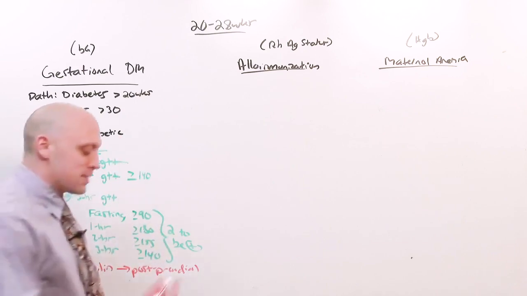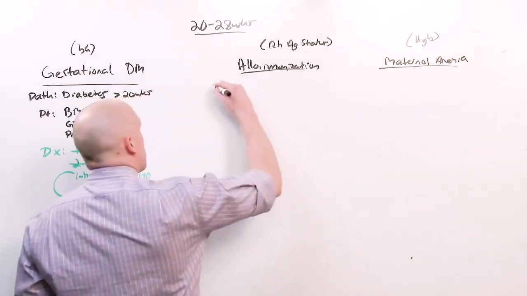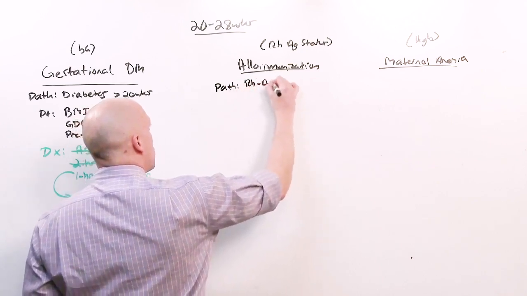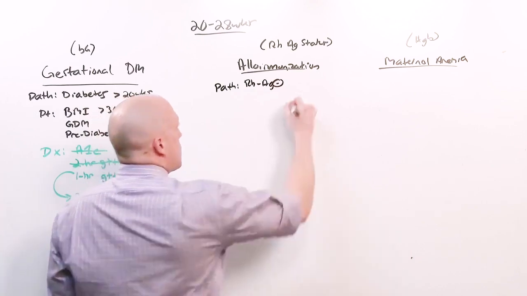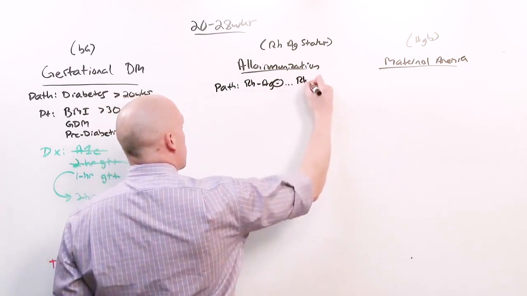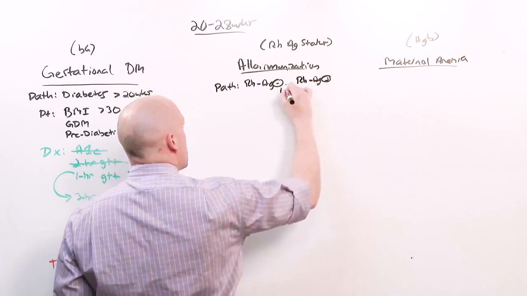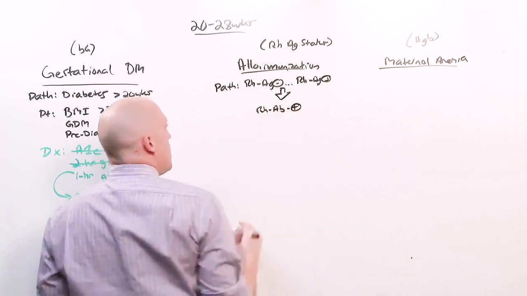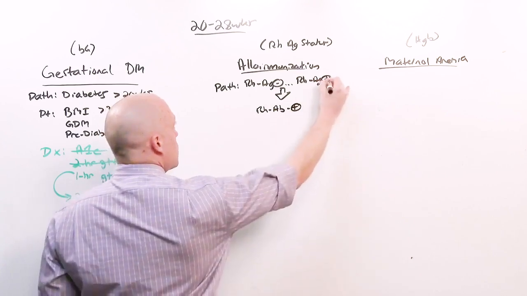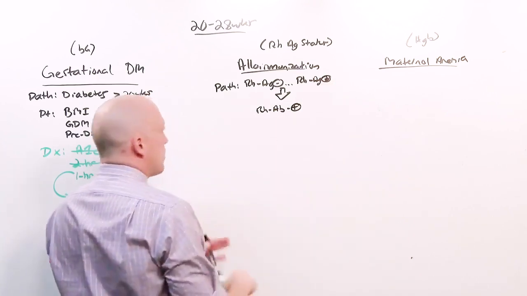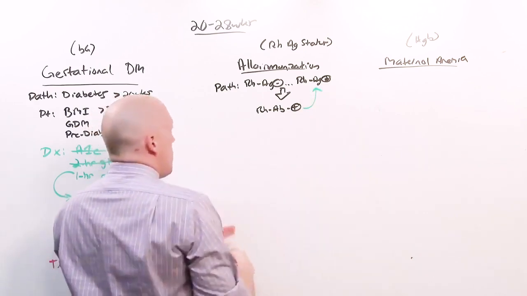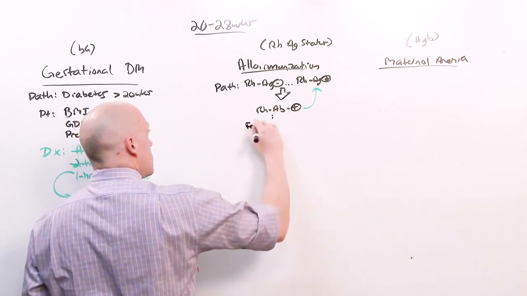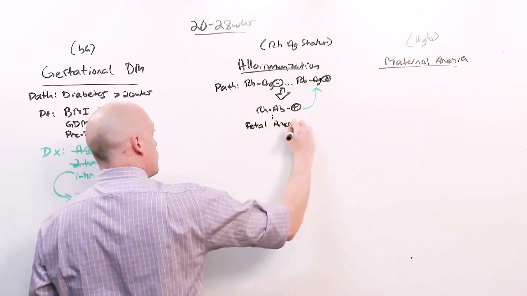Alloimmunization has its own lesson, so I'm going to go through this in brief. The idea here is that mom is Rh antigen negative, and she happened to have had a baby who was Rh antigen positive. This led mom to become Rh antibody positive. If she has an Rh antigen positive child again, her antibodies will be able to attack it. That is, will attack the baby and lead to fetal anemia. This is why it's a big deal.